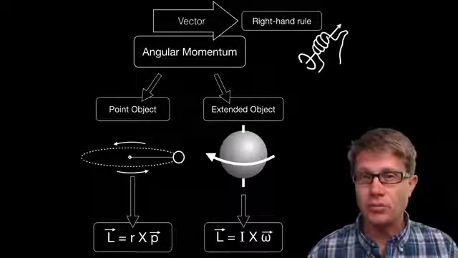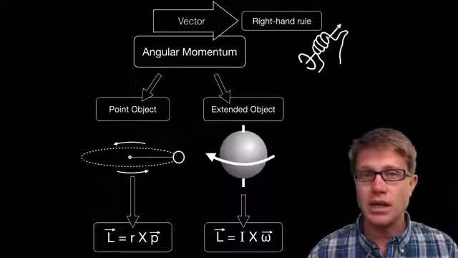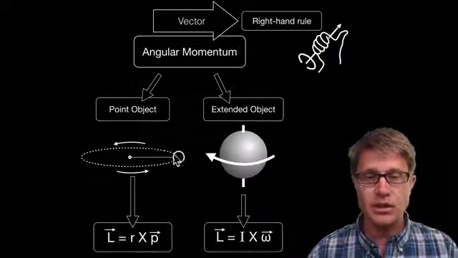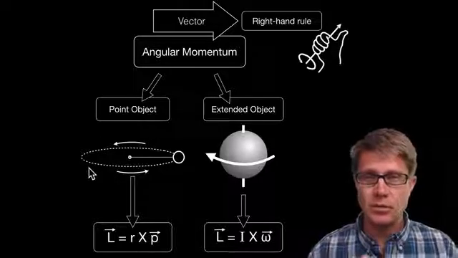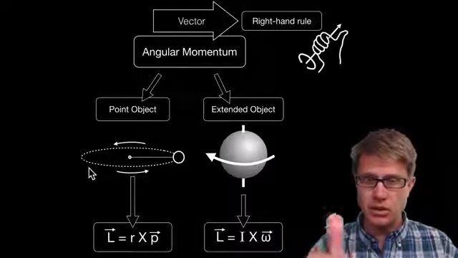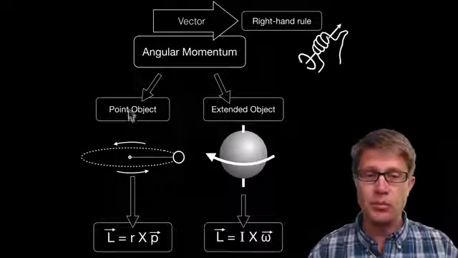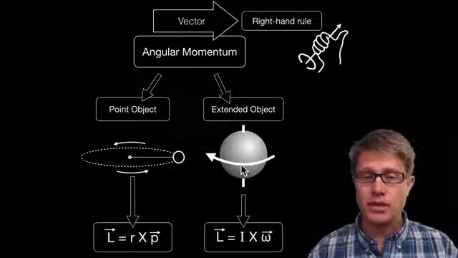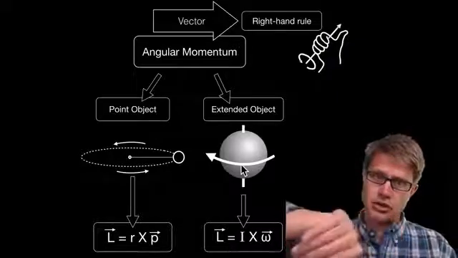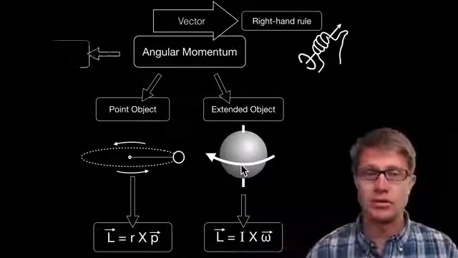Now, to figure out the direction of this vector, you'll use the right-hand rule. So if we look at this one right here, the object is spinning like that. So if you move your fingers in the direction of that spin, then we should have angular momentum that's moving in the upward direction. Whereas on this one, since it's rotating in the other direction, we're going to have it acting in the downward direction.